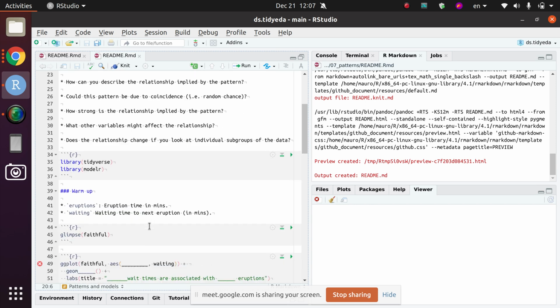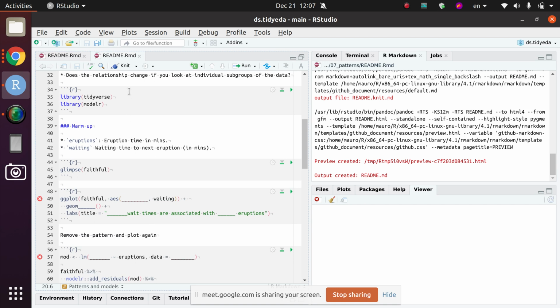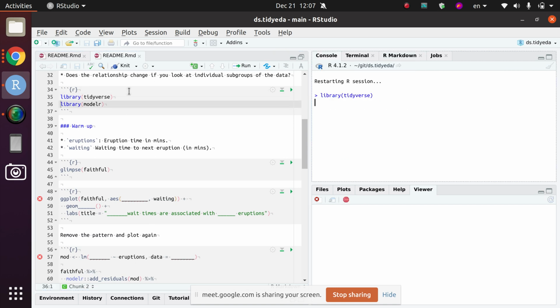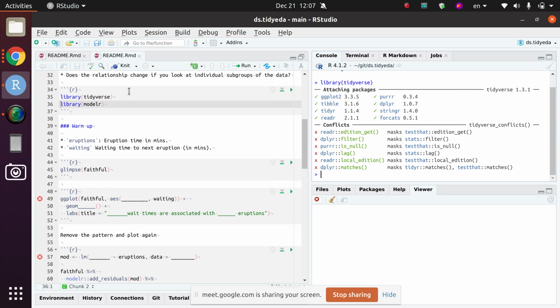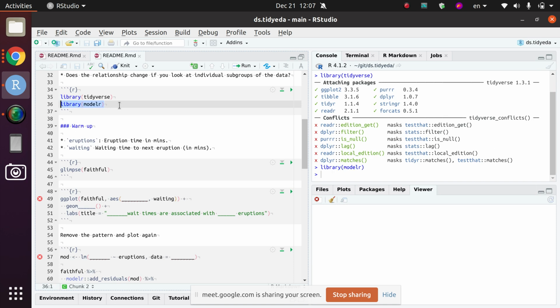So let's start by playing a little bit with code. We're going to attach the tidyverse as we usually do, which comes with dplyr and ggplot2 among other packages, but those two are the ones that we're going to be using today, plus modelr, which does not come with the tidyverse by default, so we have to attach it independently. The first thing we're gonna do is a little bit of a warm up.